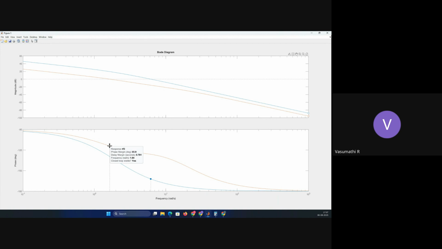So this is greater than 50 degrees. It achieves your specification. Gain margin is still infinity since it doesn't affect your phase margin. So that is fine. We don't have to tune your gain margin. It's always greater than 10 decibels, and your steady state value also has been achieved. So overall, all your compensation has been achieved.